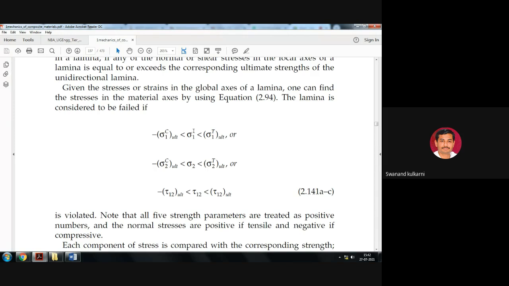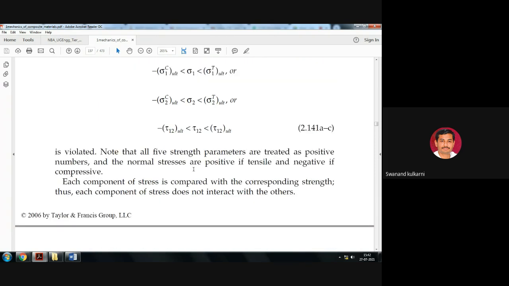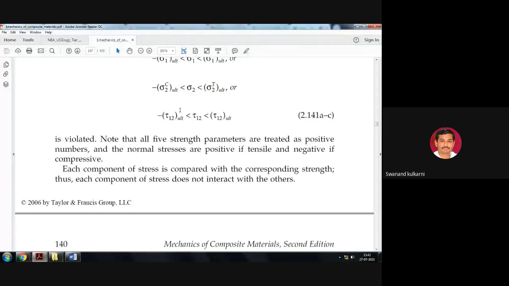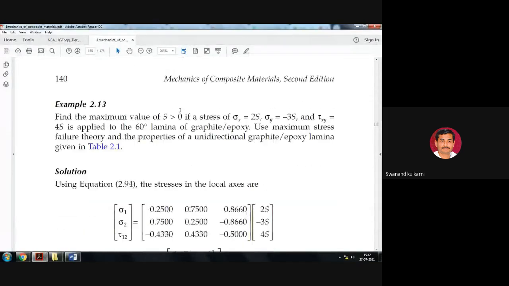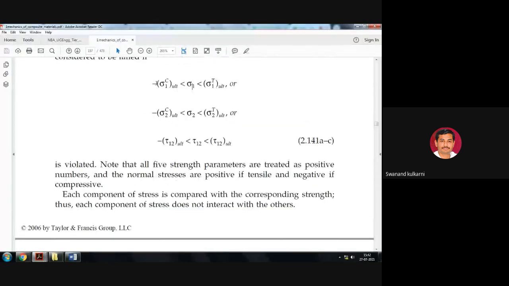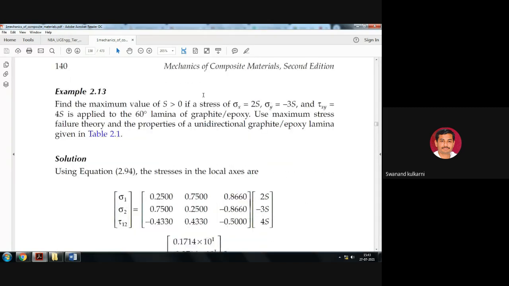Now we have solved this example, so you know better how this sigma 1 is defined. And negative and positive: this negative is shown here, positive is shown here. It indicates that if positive it is tensile, and negative, it is compression in nature. Like this.